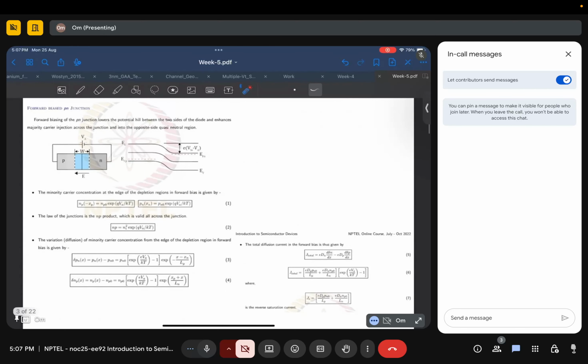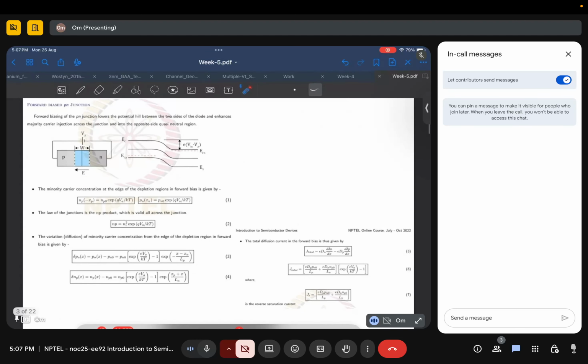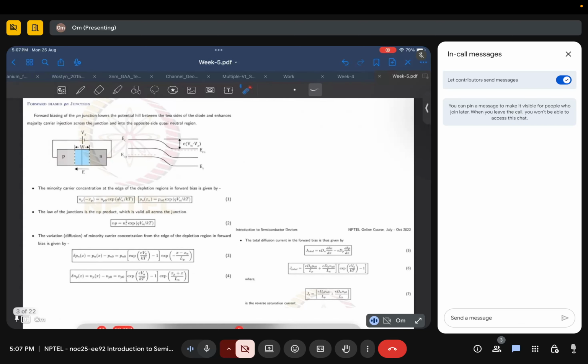This is an example of a forward bias PN junction where we apply positive bias to the P side and negative bias to the N side. When we apply the forward bias, this is the P side, this is the N side, this potential barrier between the P and N side reduces to q(VBI minus VA), where VA is the applied forward bias.